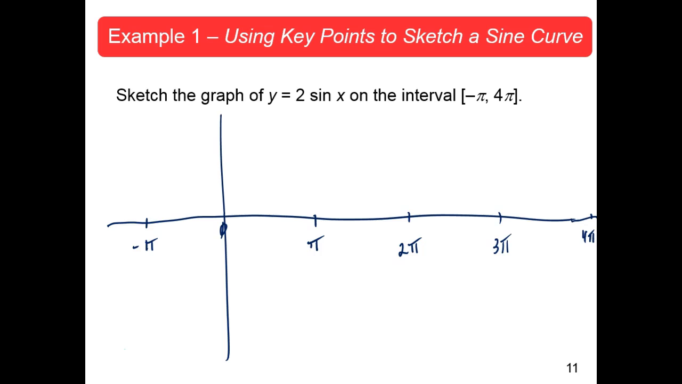Pi halves, right? So those are going to be my key points. So go a pi halves over here. That's going to be negative pi halves. A pi halves here, that'll be pi halves. This one will be 3 halves pi. This one will be 5 halves pi. And this one will be 7 halves pi. So there are my half pi's. Those are going to be my key points.